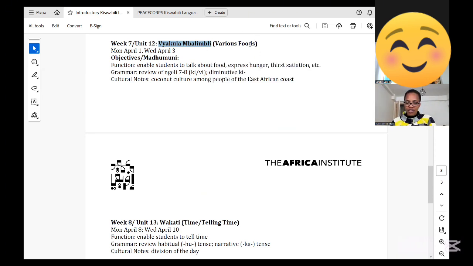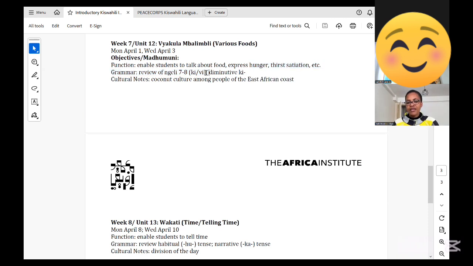Vyakula means foods in plural. The singular is chakula, right? Yes. Mbalimbali is various, or different. Different foods, various foods. And then the objective is to enable you to talk about foods, express hunger, express thirst, etc. Okay. And then for the grammar part, we'll look at the diminutive and then class 7 and 8.